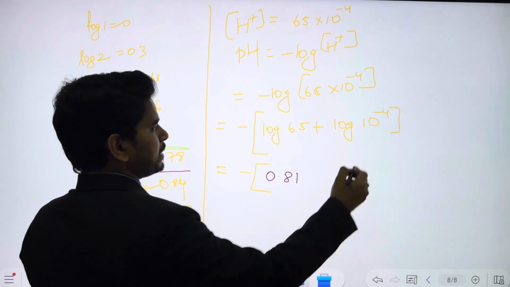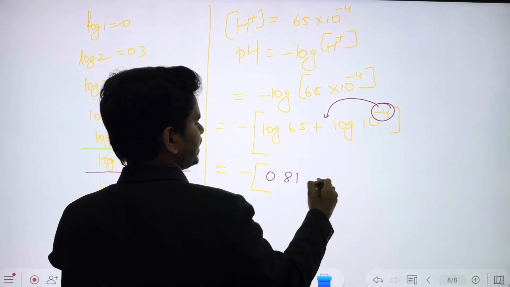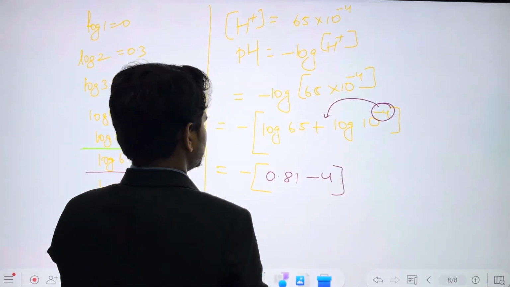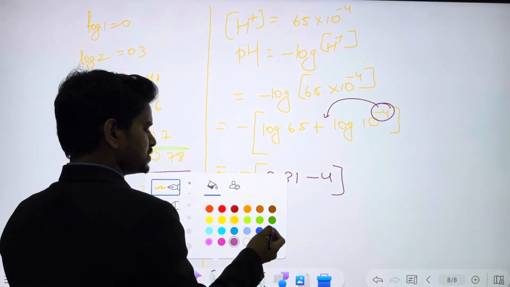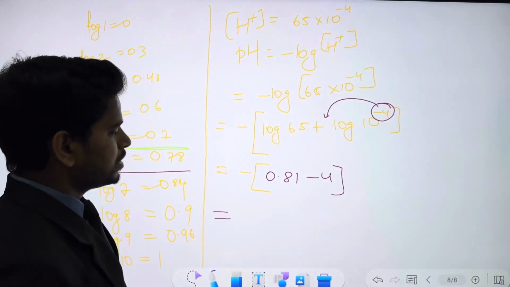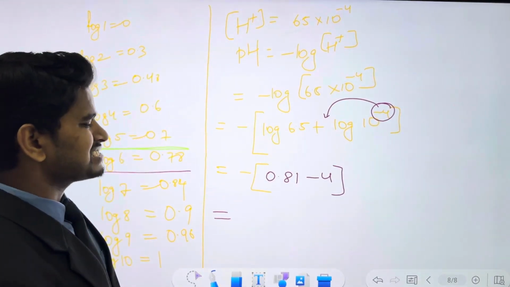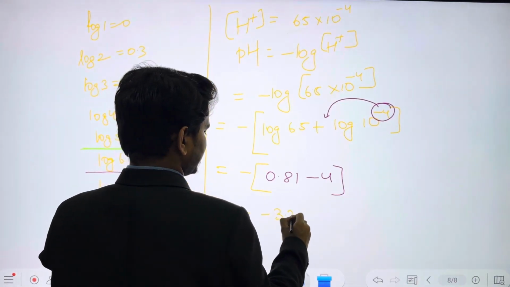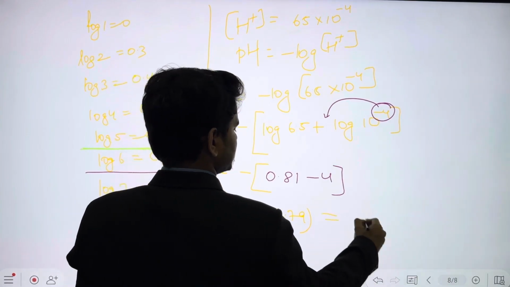And log 10 to the power minus 4, this minus 4 will jump over here, and we can write minus 4 log 10. The log 10 value is 1, so we will not write it. So ultimately you have this value. Just write the value, and that's the answer. 0.81 minus 4, the value is coming to be minus 3.79, and it is basically, you can write it as plus 3.79.